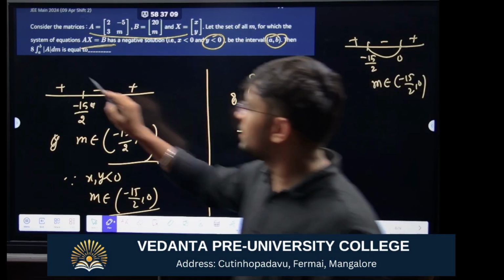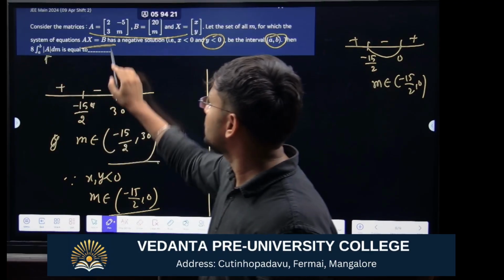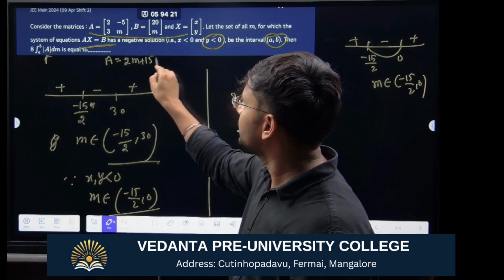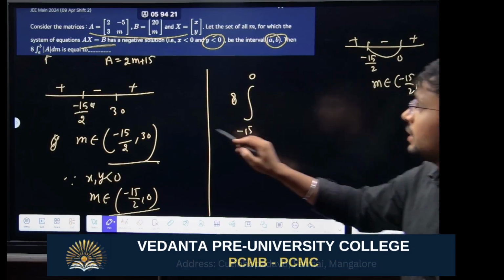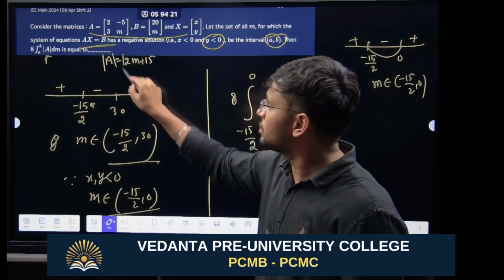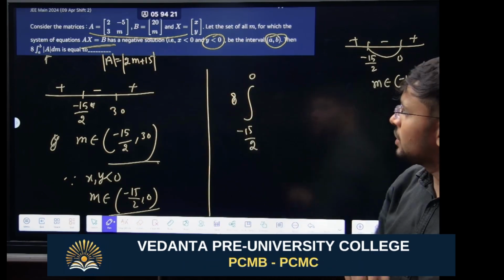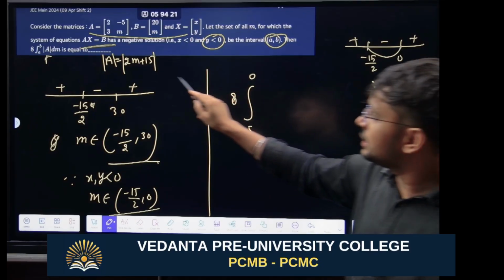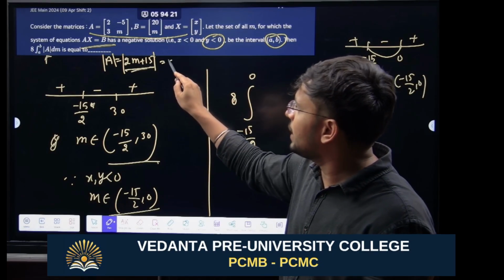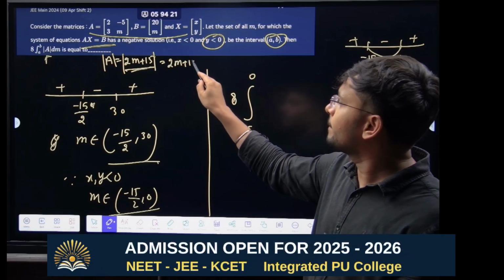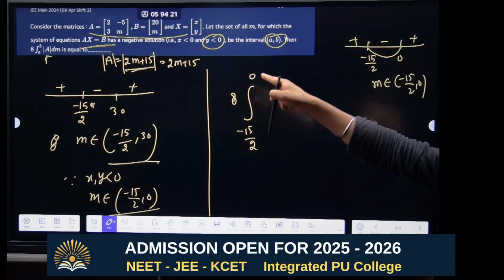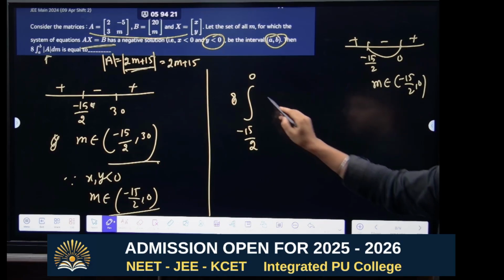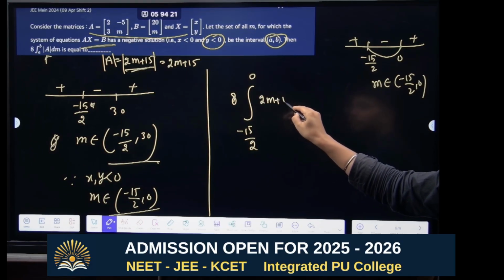You have to solve the determinant of A modulus. So what will be determinant of A? 2m plus 15. Okay. And that is the determinant, I have to solve the modulus. So modulus of 2m plus 15. If you notice, in between minus 15 by 2 to 0, this value will be positive. So it will come as it is, because minus 15 by 2 is the turning point there. Okay, so this will be coming as it is.